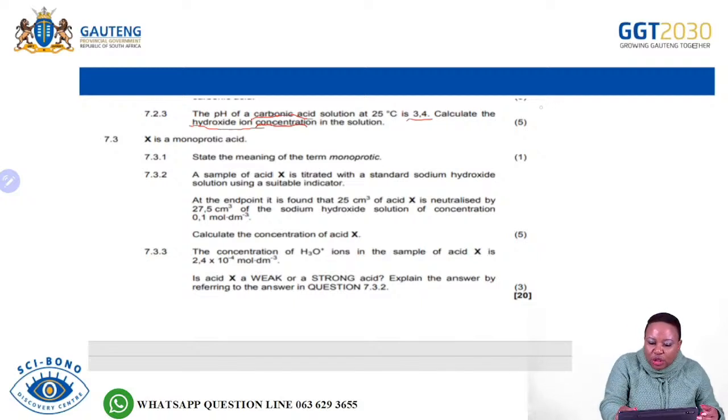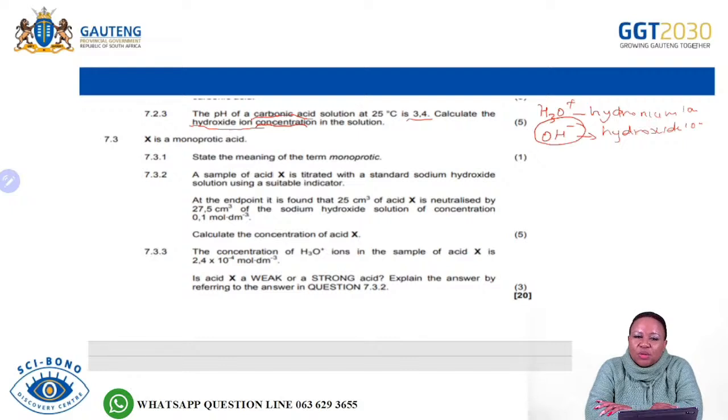We know that hydronium is H3O+, and OH- is hydroxide. So they are looking for hydroxide, which is OH-.